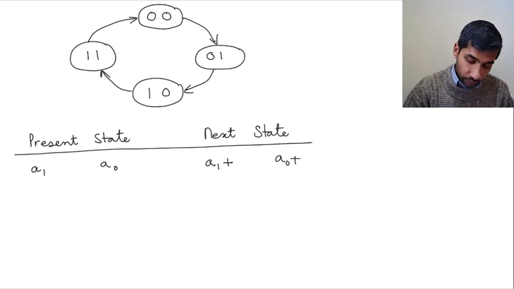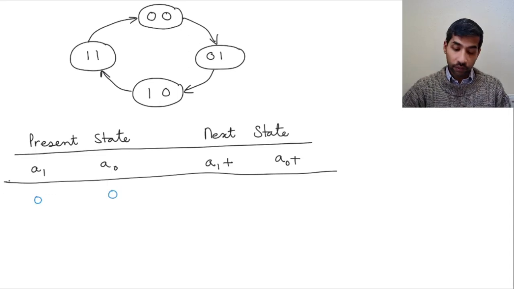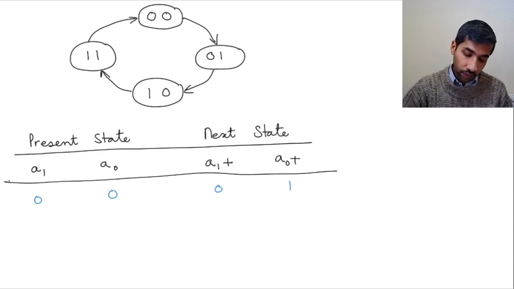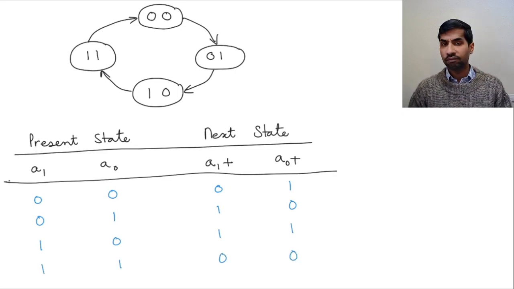Okay, so let's try to fill this table up, and it's fairly straightforward, right? So if you are in 0, 0, your next state becomes 0, 1. If you are in 0, 1, your next state is 1, 0. If you are in 1, 0, your next state is 1, 1. If you are in 1, 1, your next state is 0, 0. Right? Fairly straightforward how you do a state table.